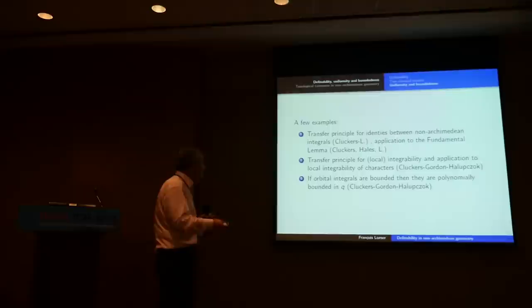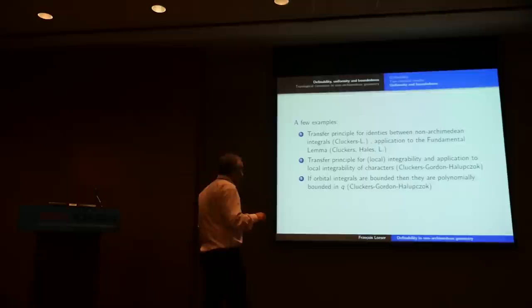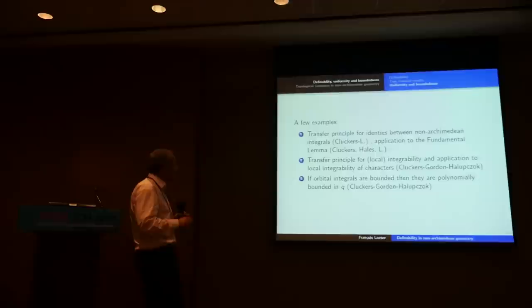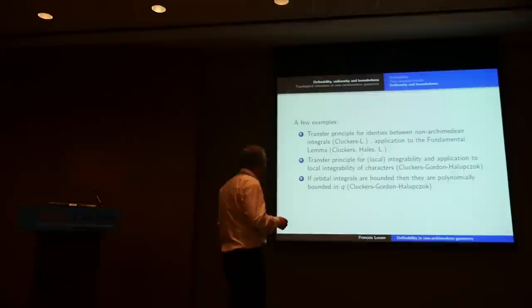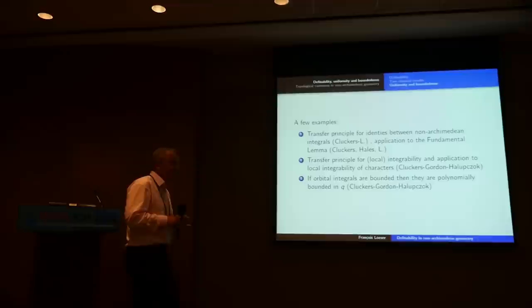Recently, Cluckers, Gordon, and Halupczok also used similar ideas, but with much more work, to get a transfer principle for local integrability. This had a very beautiful application to Harish-Chandra's work on local integrability of characters, which was known over characteristic zero, over Q_p, and they were able to transfer this statement over F_p((t)). There is also another direction investigated by Cluckers, Gordon, and Halupczok, which is about bounds. Certain orbital integrals are known to be bounded, but Shin and Templier could not prove by hand that they were polynomially bounded with respect to q, where q is the cardinality of the residue field, and these ideas provided such a bound.